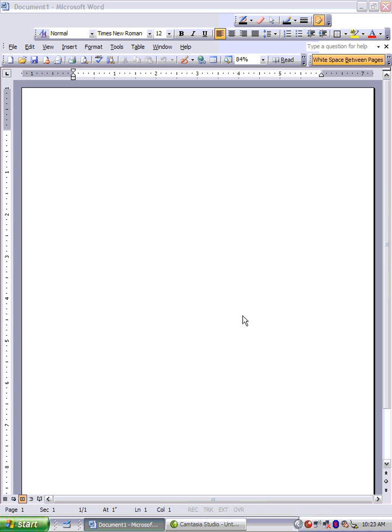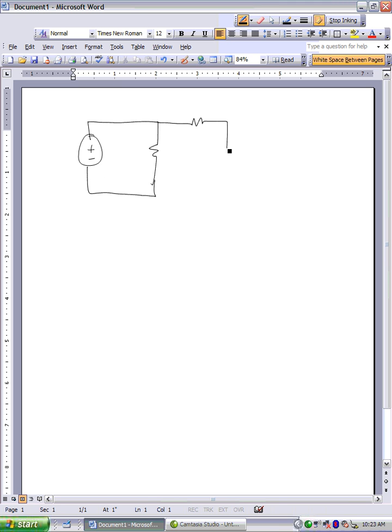Let's try another circuit now. We'll begin by drawing another 10-volt source. And this picture is also out of the notes. 3 resistors again. Now let's analyze how the current flows in this circuit.